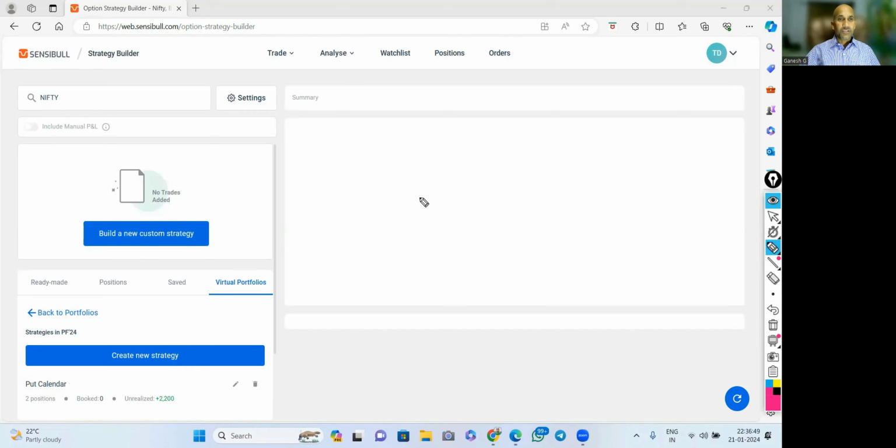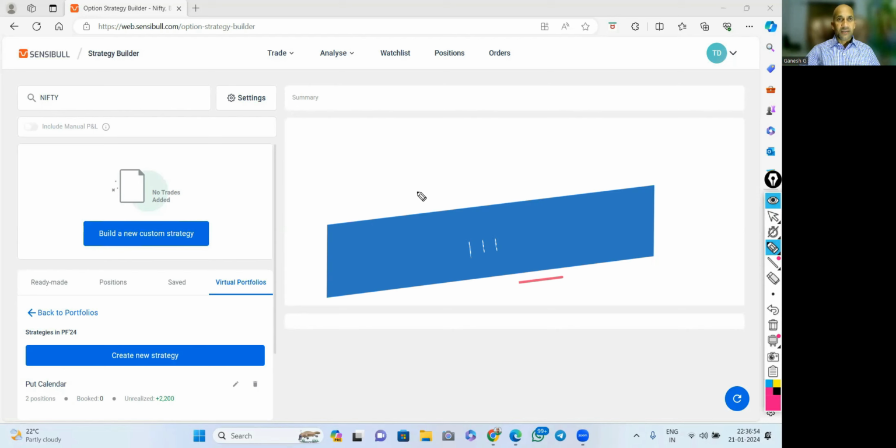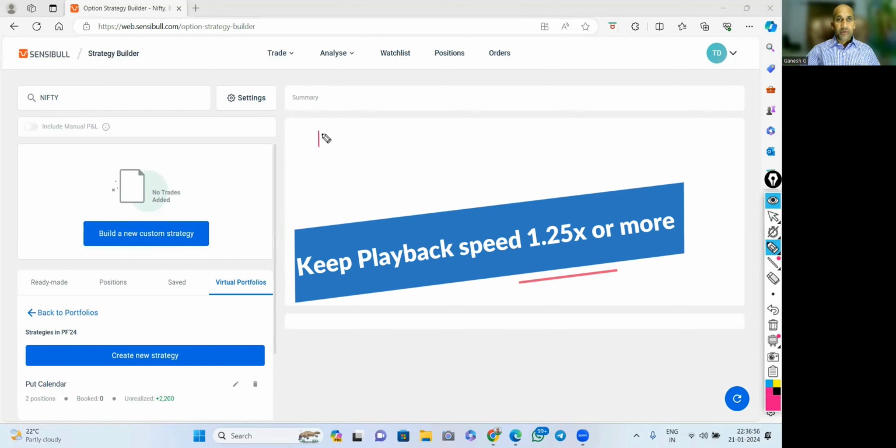Let me share my screen so it helps you understand much better. What are the market conditions? Generally, we look into that before taking any strategy. What are the requirements?